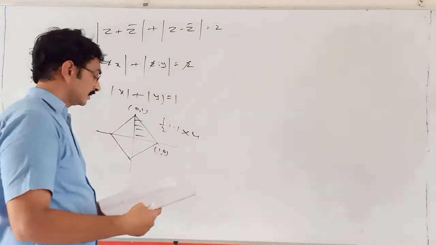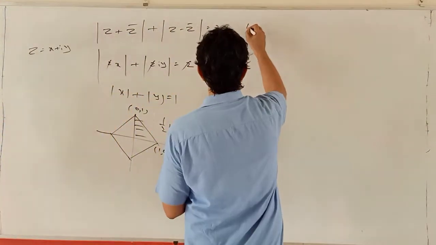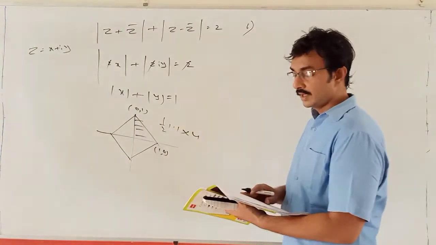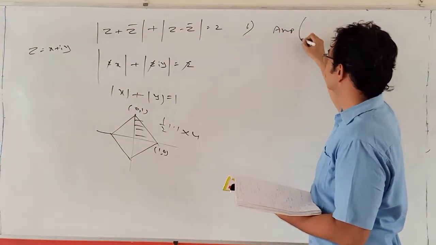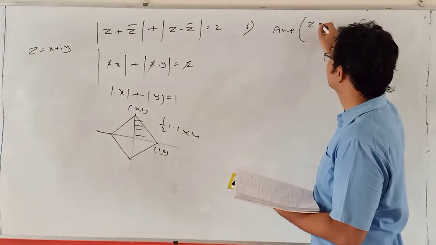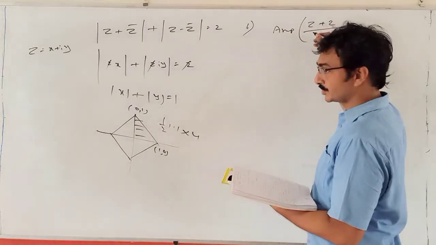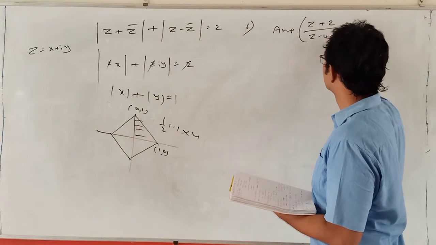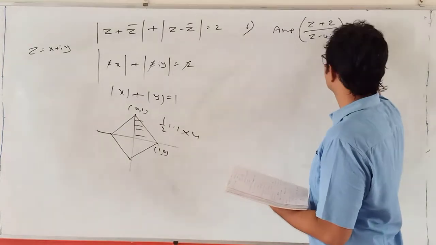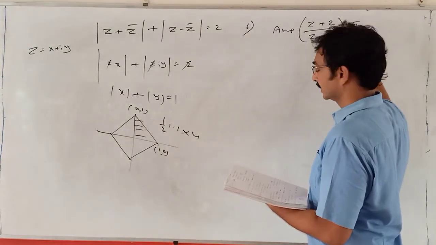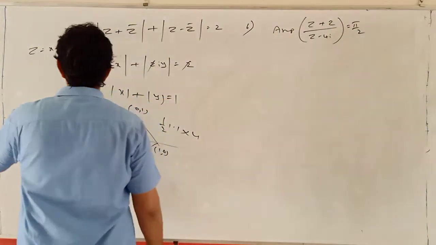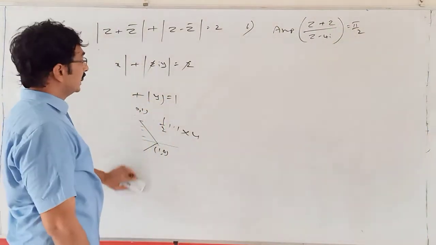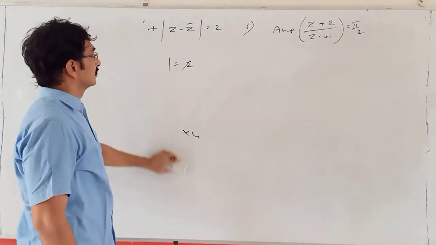Next, sixth one. Amplitude of (z + 2)/(z - 4i) equal to 5π/2. Then the locus of z. Here the options contain an equation, not the name of the locus. Clearly, what is the name of the locus?